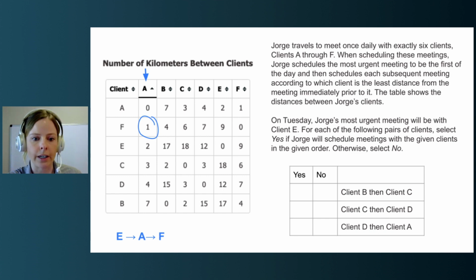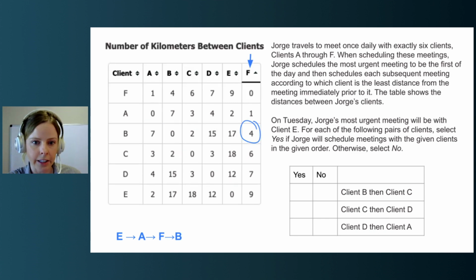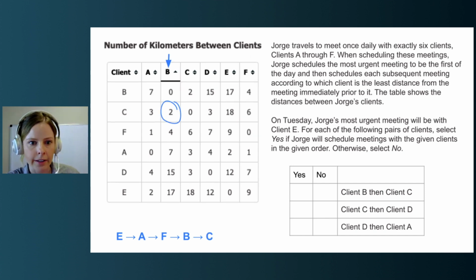We are now at client F. We have already been to client A, so we can't go back there. Next closest is client B, so he'll go to B. Now we're at B. Where's he going to go next? Well, he's not yet been to C, and C is only 2 kilometers away, so he'll go to C.